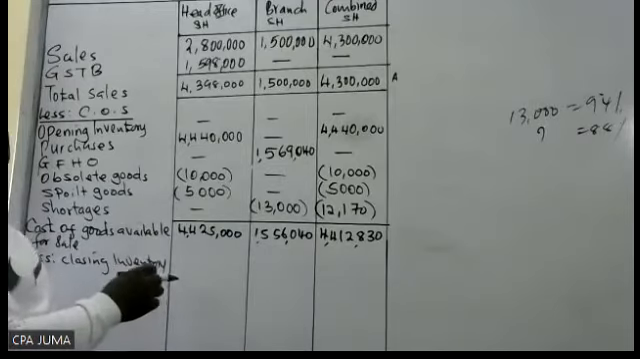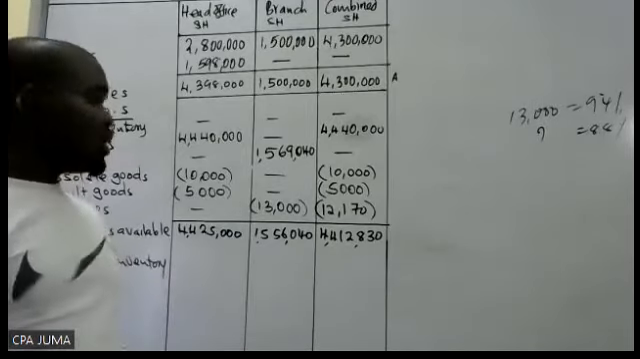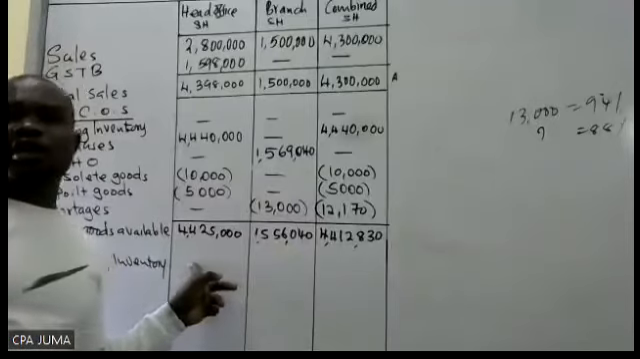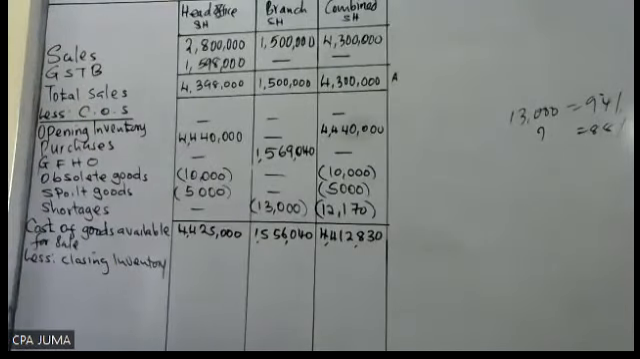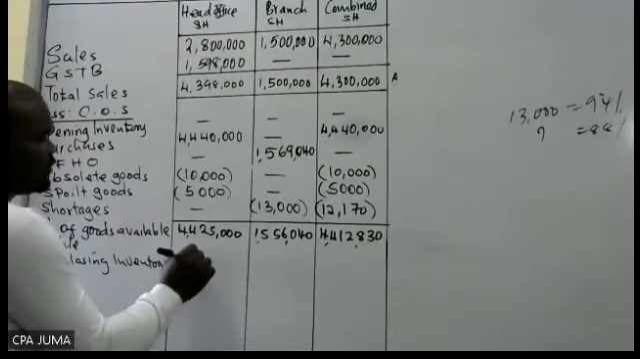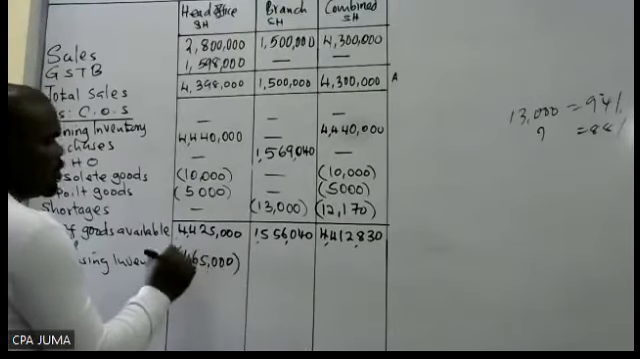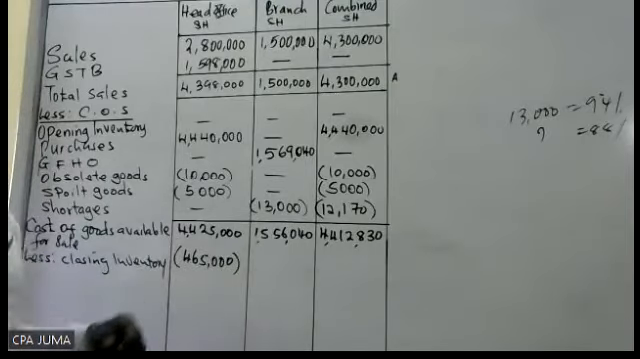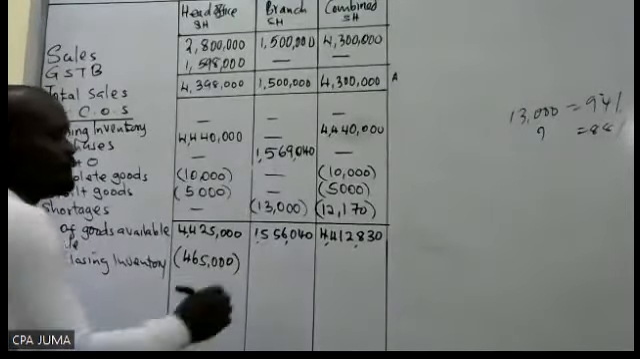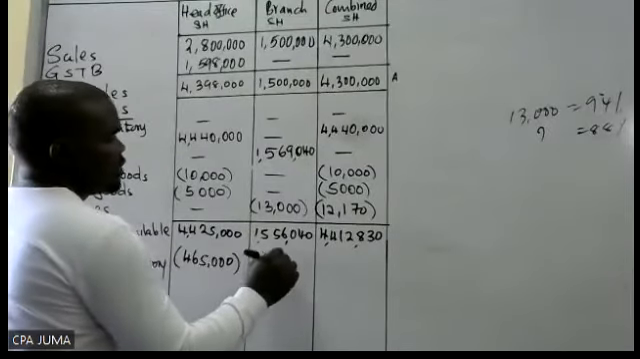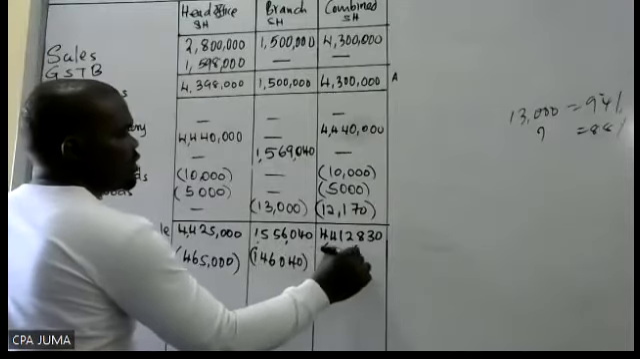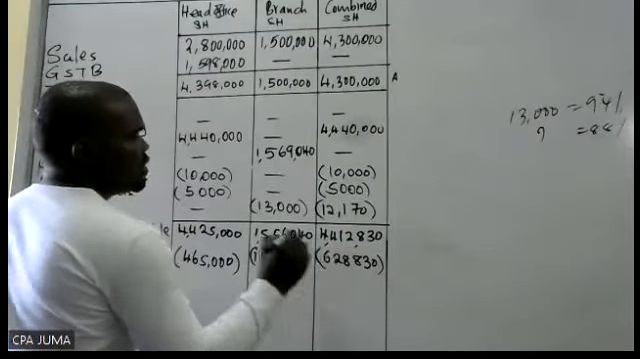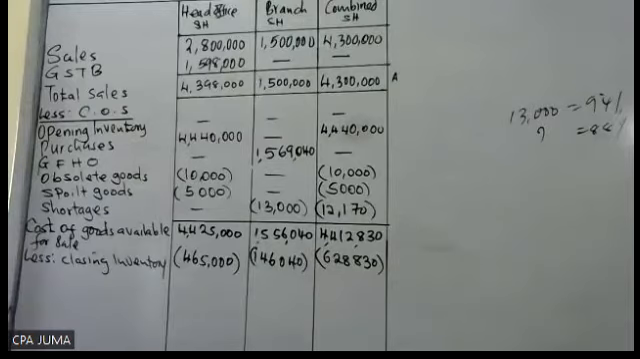What was the closing stock? Yes, Abigail is saying yes. What was the closing stock for the head office? From our valuation, 465. Yes, this was 465. How about branch? 146,040. Combined was 628,830. Correct.